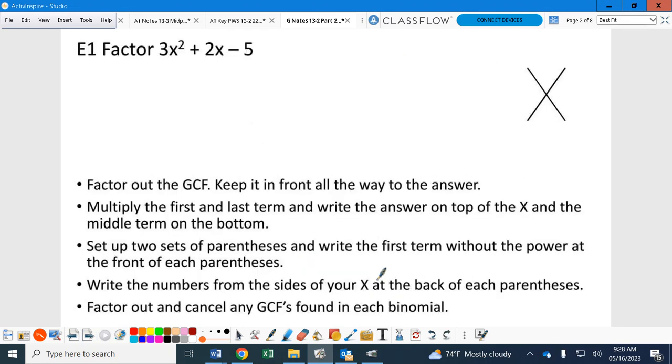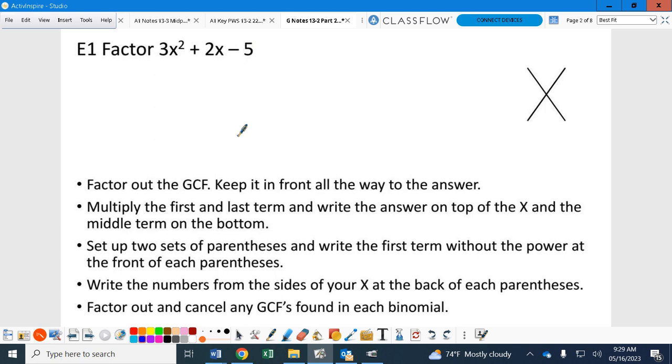So here's the beginning. And guys, look, I wrote out a step by step, like everything you need to do, so that if you get lost or want to go back or anything, this tells you exactly how to do this. Okay? Number one, factor out the GCF. If there is a number or variable that will go into all three terms, then you need to factor it out and put it in front at the very beginning, and you need to do that first.